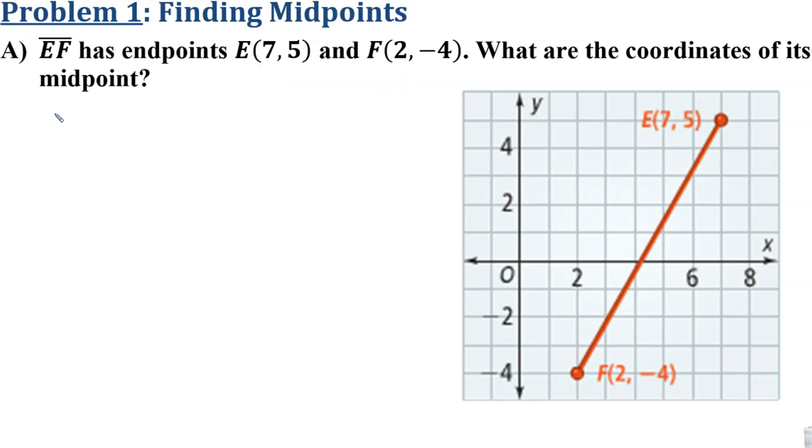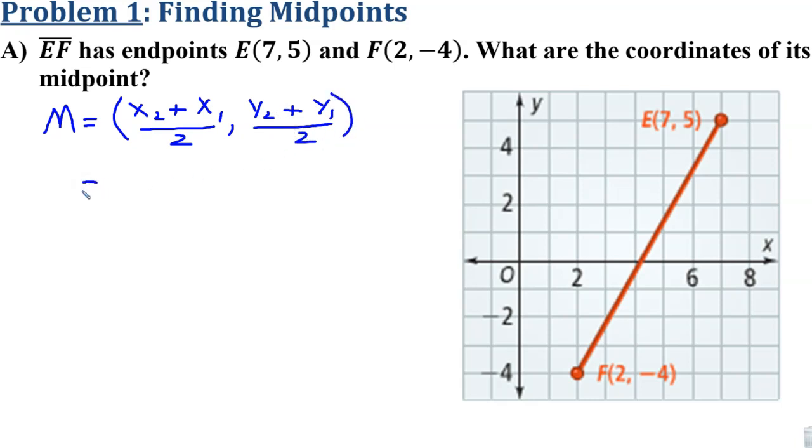I'd recommend anytime you're using a more complicated formula, write that out the way it is on your paper in front of you. It's going to make it easier to fill in then. So we just said M's equal to the average of the x's. So we'll say x2 plus x1 over 2, comma, average of the y's, y2 plus y1 over 2. Then we can fill that in. Now, as far as the actual points go, it doesn't matter which one we think of as the first one and which one we think of as the second one. Order really doesn't matter. So I'm going to pick an order here. I'm just going to go 2 plus 7 over 2.